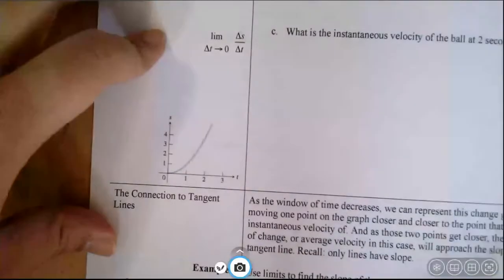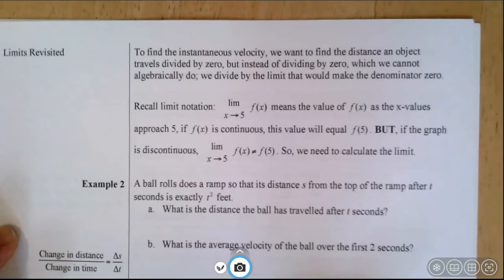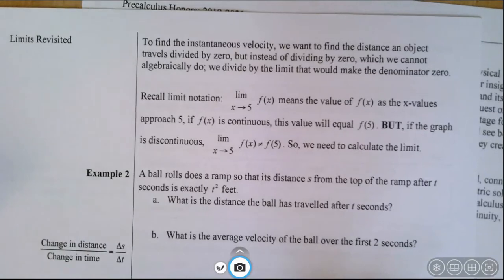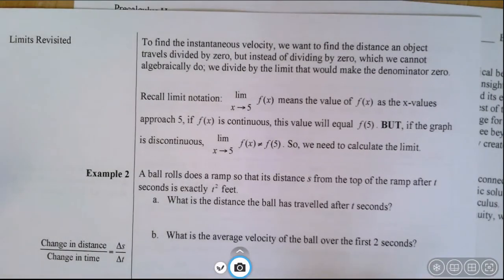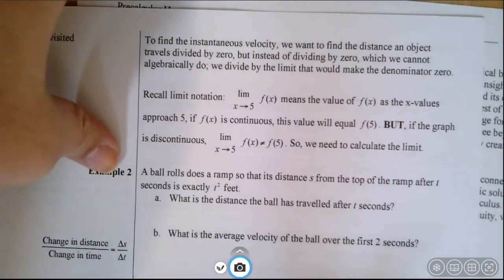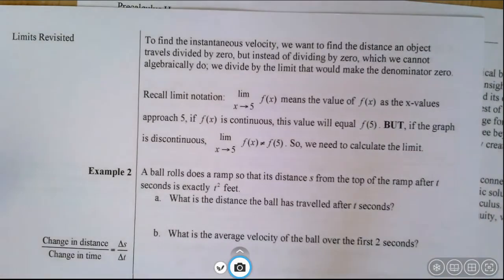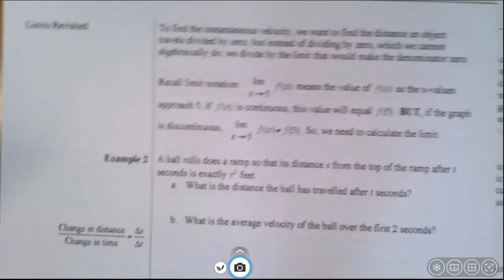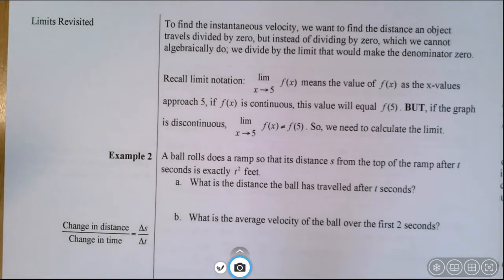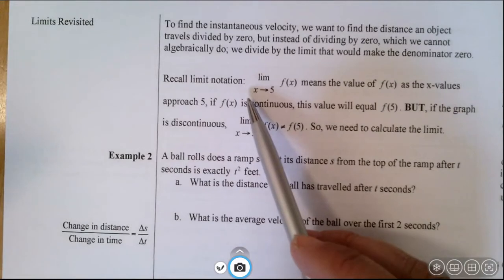So if we look at the next page, it kind of re-summarizes that to find the instantaneous velocity. We would have to divide by 0, but we can't divide by 0, so we need to use the limit. And the limit that we're going to use is the limit of what would make the denominator 0. Okay, so let's recall limits.